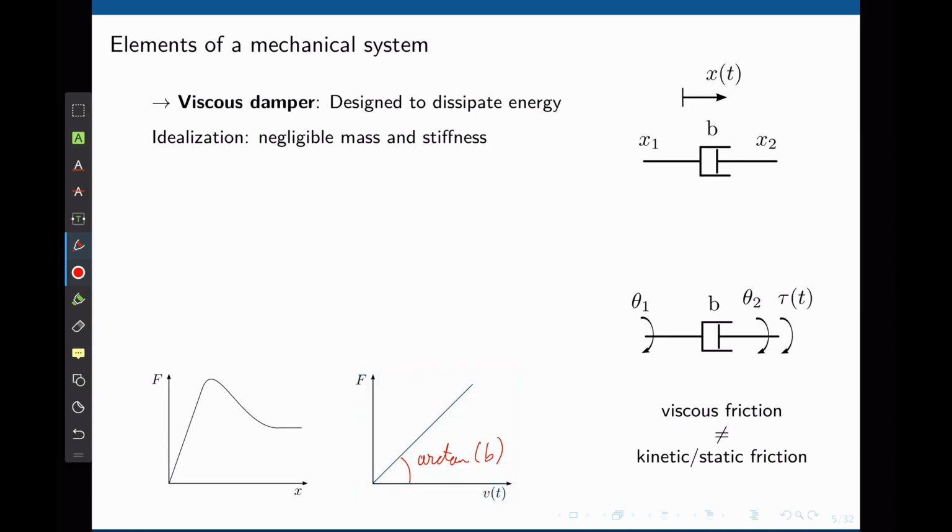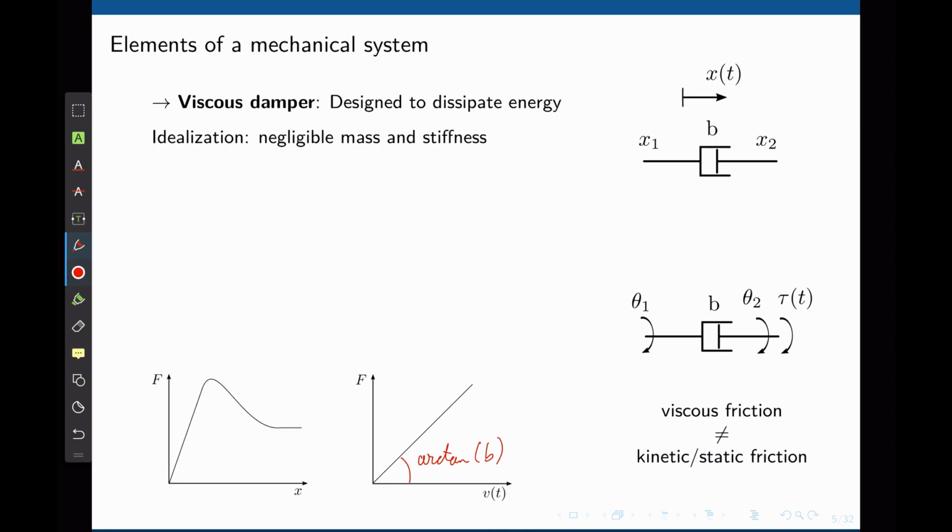Now, do not mix viscous damper and dry friction. Viscous damper is a form of friction, but it's not dry friction. The curve that we see here is the traditional curve that we use to model dry friction in a mechanical system. We see that this is very nonlinear, which cannot be used in control systems because the assumption we made in lecture 1 is that everything is linear.